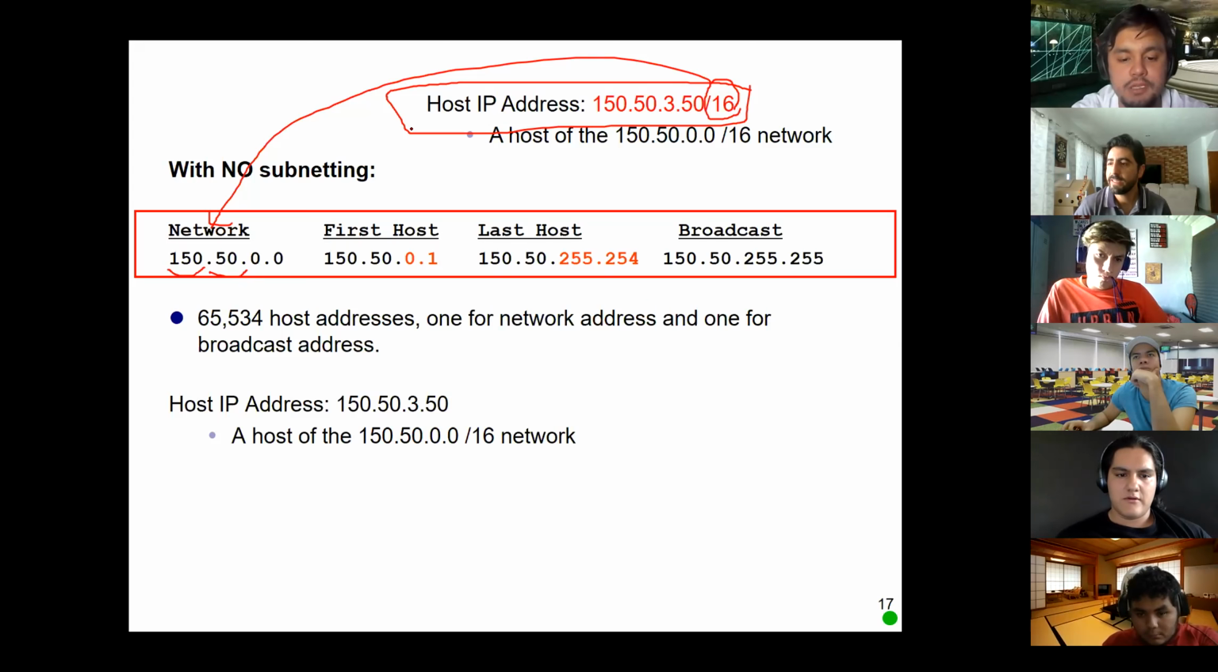Right. So basically, what it tells you is that you have one network here, and you have this number of hosts, 2 to the power of 16 minus 2. That's the number of hosts that you can have with this host IP address and this prefix.